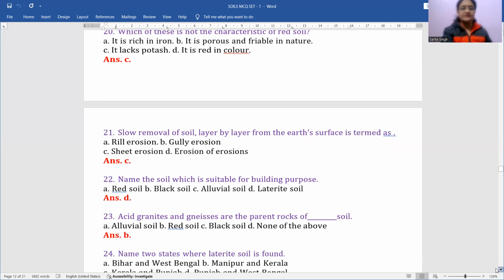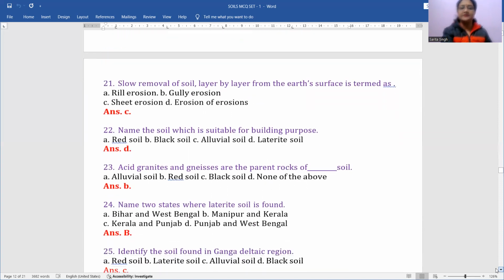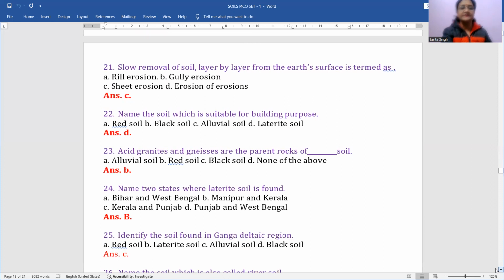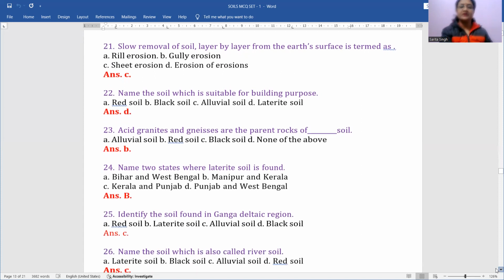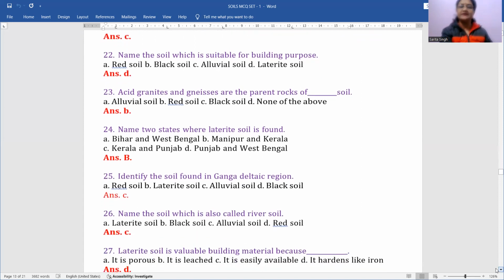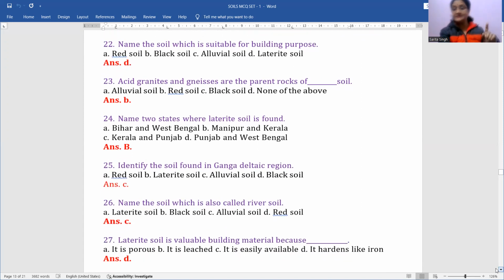Okay. Next, slow removal of soil layer by layer from the earth's surface is termed as rill erosion, gully erosion, sheet erosion, or none of these. C is the correct answer. Okay. Next question, name the soil which is suitable for building purpose. It is laterite, because when it dries, it gets very tough, hard. And that's why it is taken as the best soil for building, construction purpose.